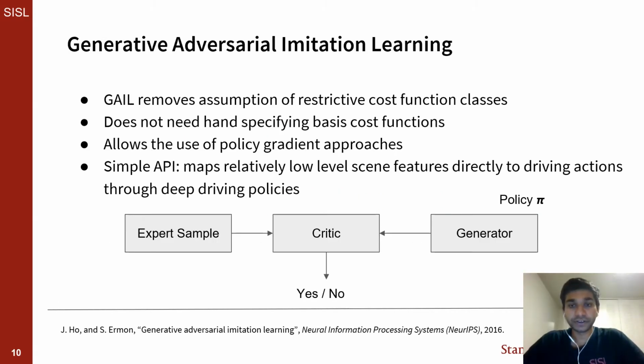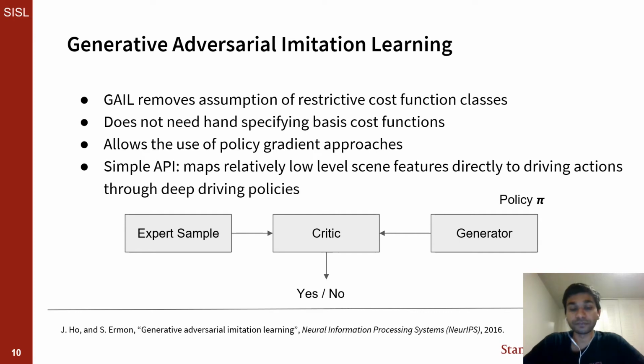So generative adversarial imitation learning provides these two requirements. Firstly, it removes the assumption of restrictive cost function classes that need to be specified by the designer of the learning agent. And second, it does allow the use of policy gradient approaches to be able to learn parametric policies that can work with large, even continuous state action spaces. So it gives a very simple API that can map relatively low-level features directly to driving actions in our case through deep neural network based driving policies.